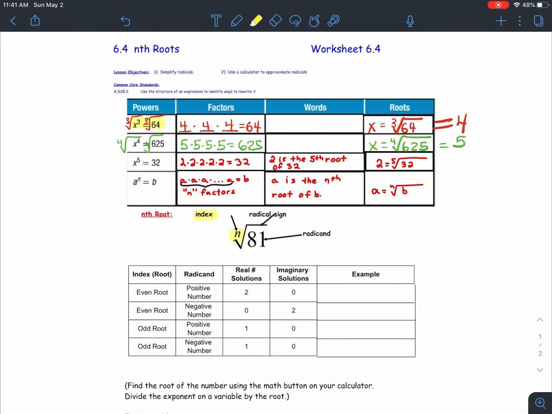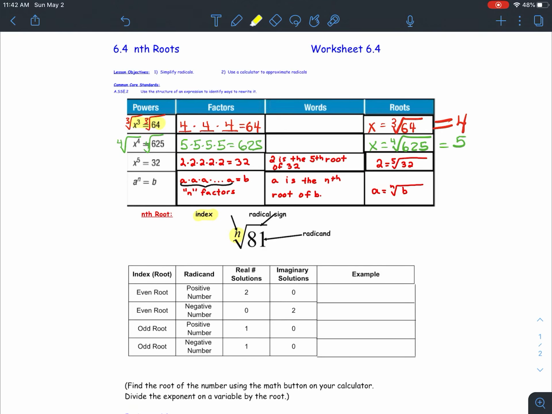Square root, the index is 2. Fifth root, the index is 5. Okay, obviously the radical symbol is this symbol right here, and then the value that is underneath the radical symbol, we call that the radicand.